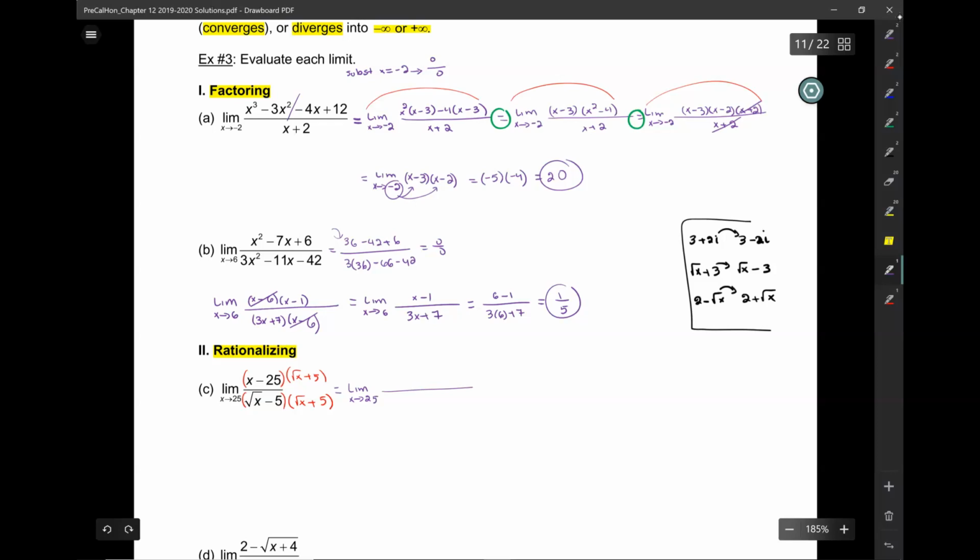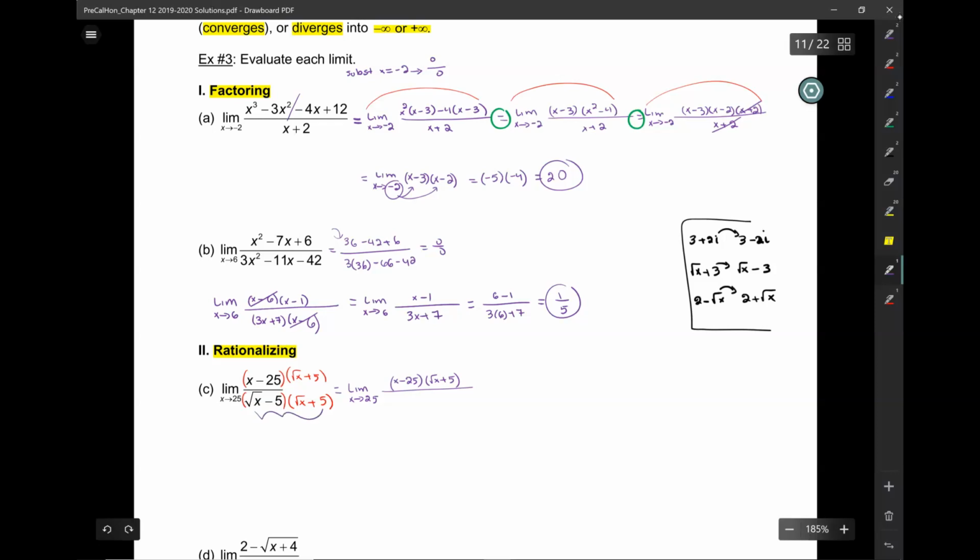Now in the numerator, I have x minus 25, and I have root x plus 5. I know every fiber in your body wants to distribute that and multiply that. Resist that urge, because look at what's going to happen. Something beautiful is going to happen now.